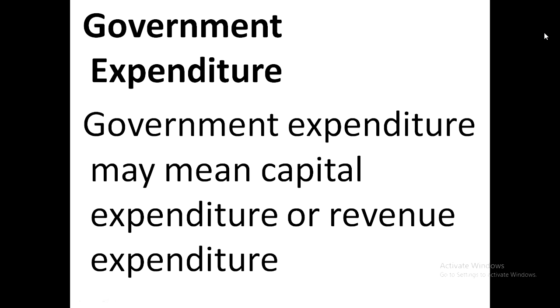That's government capital expenditure. What is government revenue expenditure? Government revenue expenditure means the day-to-day spending by government. Government spending on things like salaries and stationery, that's government revenue expenditure. So that's the difference between government capital expenditure and government revenue expenditure.